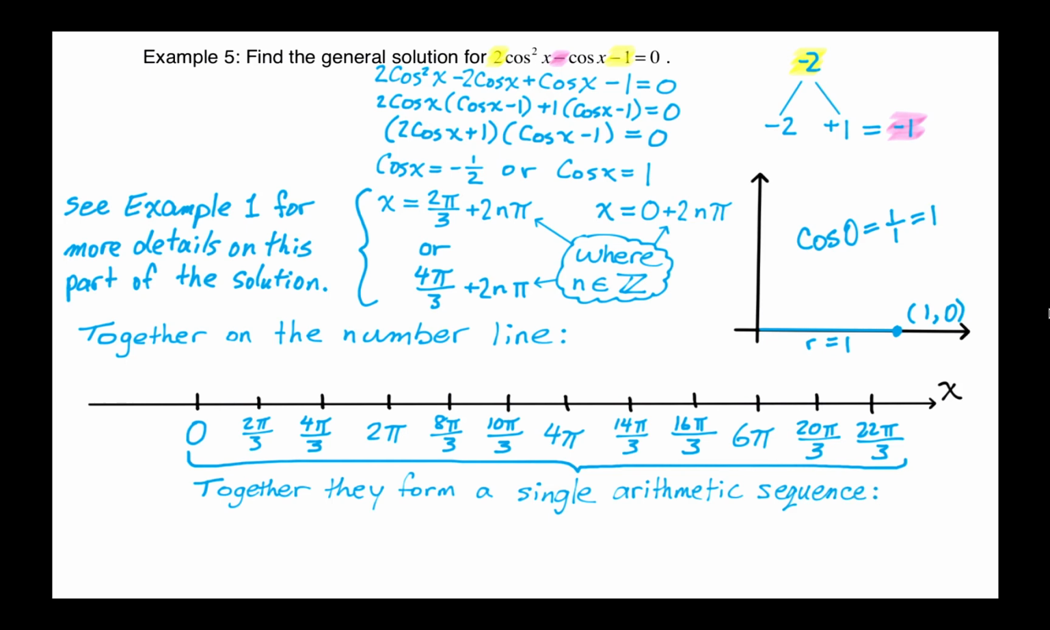And because you can simplify it into one arithmetic sequence, you can start at the smallest one, x equals 0, and add multiples of 2 pi over 3. Because you can just go 0 plus 2 pi over 3 plus another 2 pi over 3 plus another 2 pi over 3 to get to all of the other solutions of this equation. Again, if you're giving your answer in terms of n, you should specify that n is an integer.